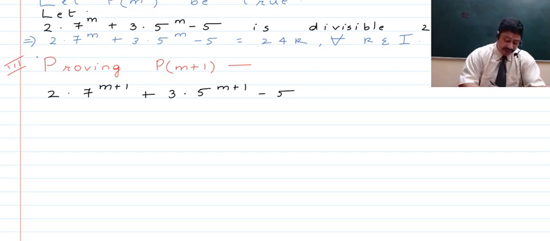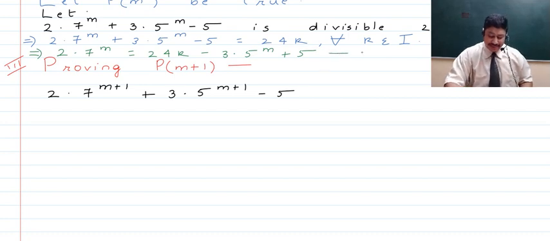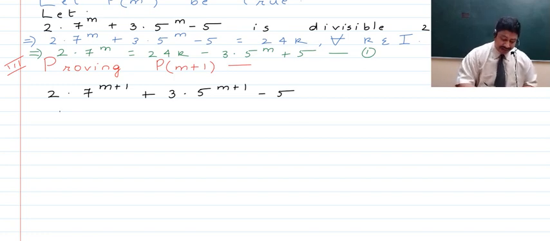Now guys, from this you can say that 2 into 7 raised to the power m can become equal to 24k, from which you subtract the other terms, that is 3 times 5 raised to the power m plus 5, right? So this, guys, let's say becomes your equation number 1, which in times to come you can substitute in proving P(m+1).